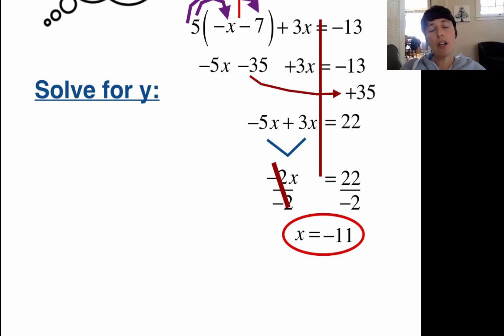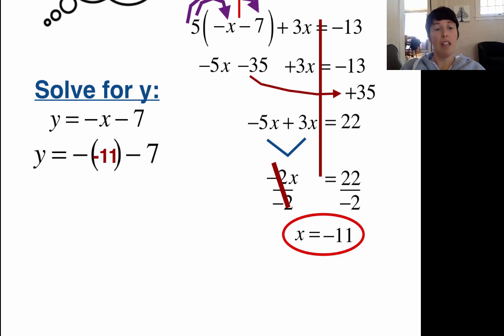To solve for y, you got to go back and pick one of the equations, either the first or the second. The first one's going to be the easiest because it was y equals negative x minus 7. But now I'm going to change my x to my answer, which is negative 11. So instead of that negative x minus 7, I'm going to have negative 11 minus 7. Notice the double negatives. You got to pay attention to the symbols. It was negative x, so now it's negative 11 minus 7.